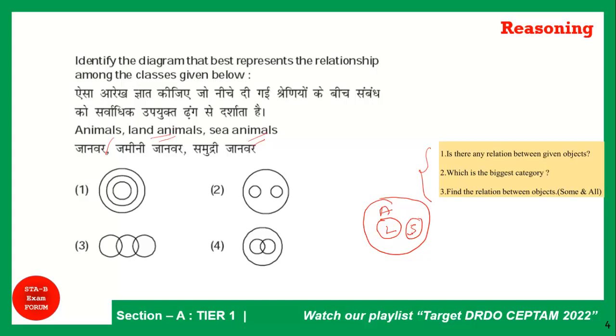Can a land animal be a sea animal? Yes. Or can a sea animal be a land animal? Yes. Certain animals like amphibians can be land animals or sea animals. So there will be an overlapping portion between land animal and sea animal within animal. In that way, option 4 is the correct answer.